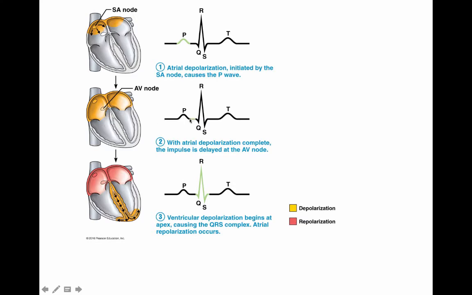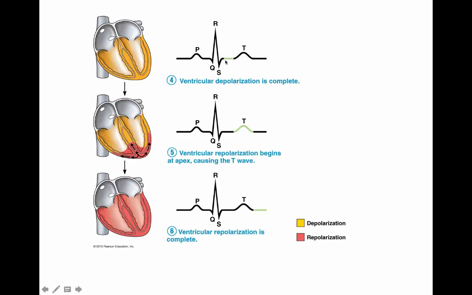So we have a slight delay in the atrioventricular node, where then our QRS complex, from Q to R to S, we see ventricular depolarization begin at the apex, causing this QRS complex, and atrial repolarization will occur after the S portion of the wave. Then ventricular depolarization is complete in between S and T, and when we get to T, we see ventricular repolarization beginning at the apex, causing the T wave. And then ventricular repolarization is complete after the T wave.